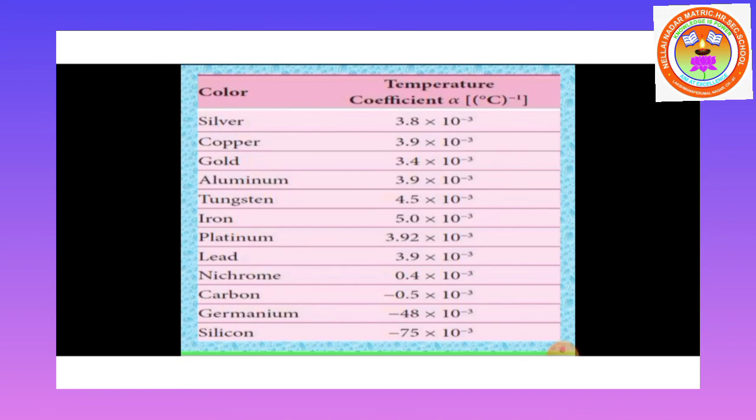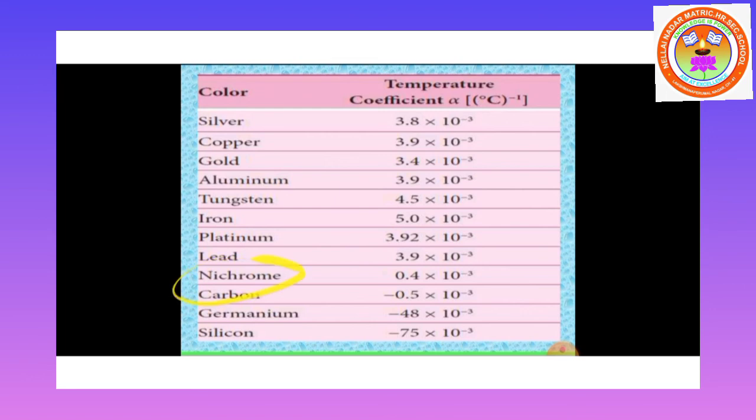For tungsten, it has a value of 4.5 into 10 power minus 3 degree Celsius inverse. For iron, it has a value of 5 into 10 power minus 3 degree Celsius inverse. For platinum, it has a value of 3.92 into 10 power minus 3 degree Celsius inverse. For lead, the temperature coefficient is 3.9 into 10 power minus 3 degree Celsius inverse.